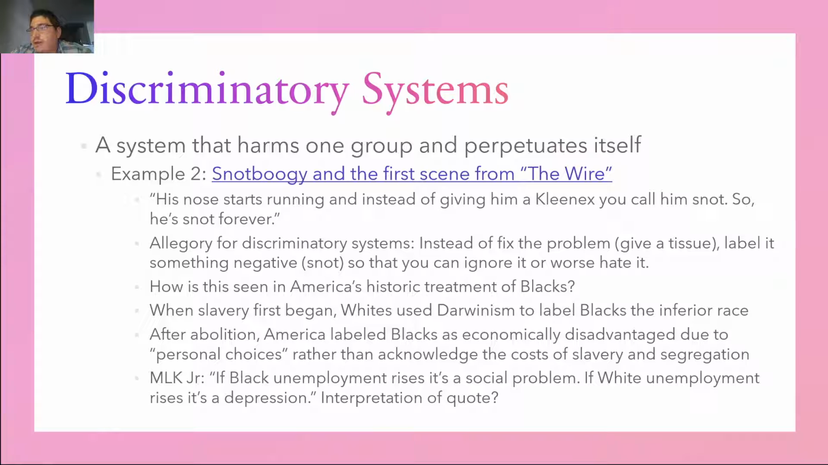And there's an interesting quote here from Martin Luther King Jr. If black unemployment rises, it's a social problem, right? It's something due to their socialization, due to their personal choices. But if white unemployment rises, it's all of a sudden a depression that the government has to do something about. Sorry, I'm interpreting the quote as I'm reading it.